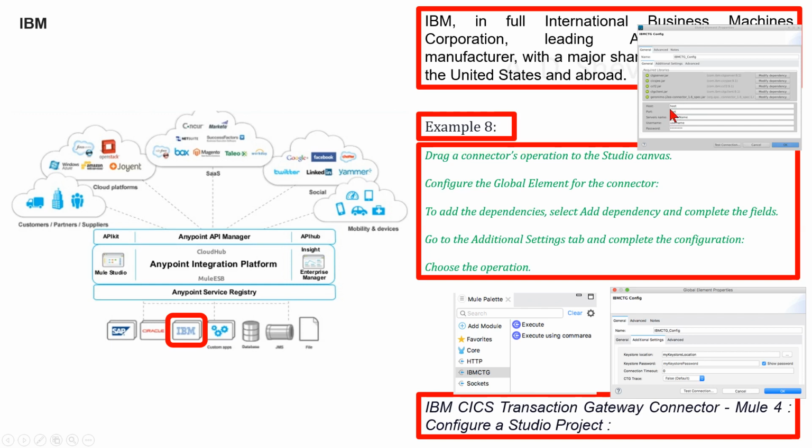Here the host, enter the host name of the CICS TG. Port, enter the port on which the CICS TG is running. Default value is 2006. Server name, enter the name of the target CICS server as defined in the CICS TG configuration file, optional. Username, enter the CICS user ID, optional if the security is not enabled in the CICS region. Password, enter the password for the CICS user ID, optional if the security is not enabled in the CICS region.